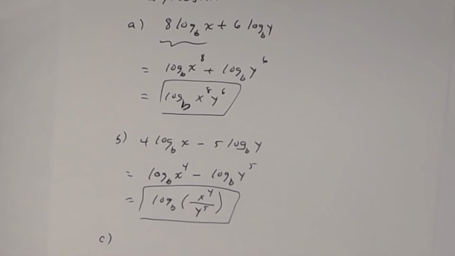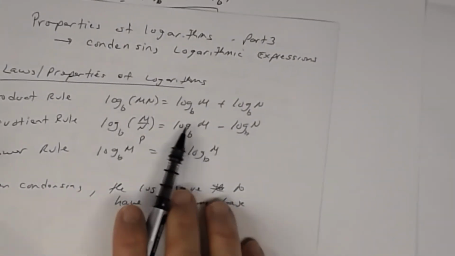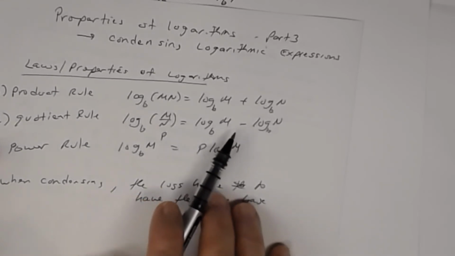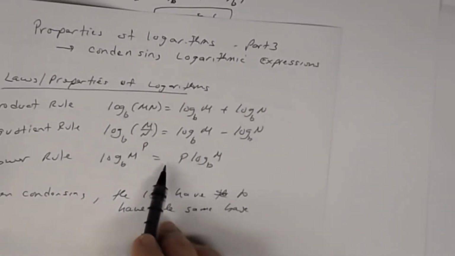And let's have one more. Let's look at C. Suppose in part C we had the log base 5 of x plus 2 minus the log base 5 of x plus 7. And let's go ahead and make this a 3. So let's say we had 3 log base 5 of x plus 2 minus log base 5 of x plus 7. Remember, before we can condense, and I'm dealing with subtraction here, so I'm going to use the quotient rule, before I can write this as one logarithm, these coefficients have to be 1s. This is not, so I'm going to rewrite this using the power rule.